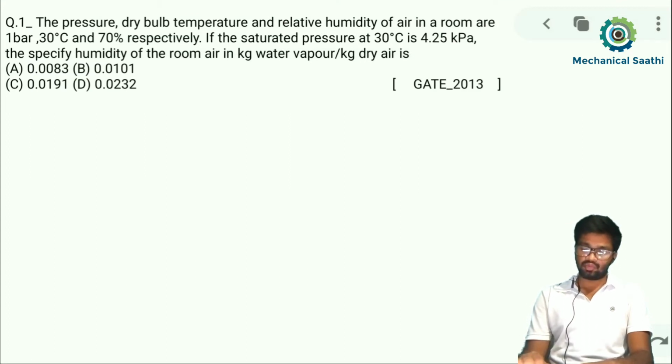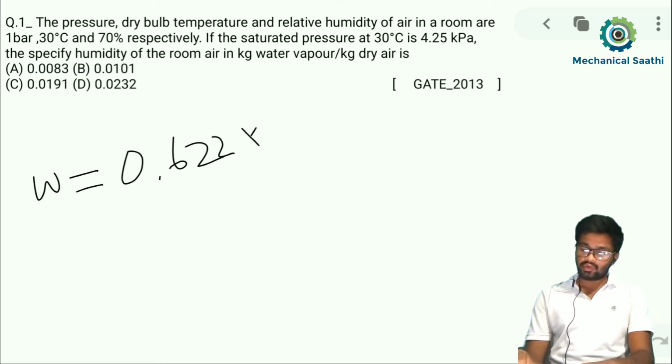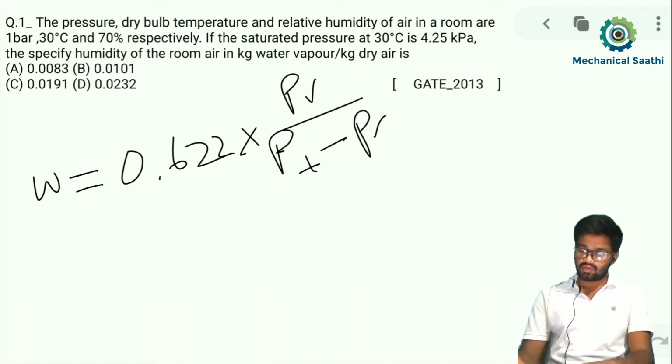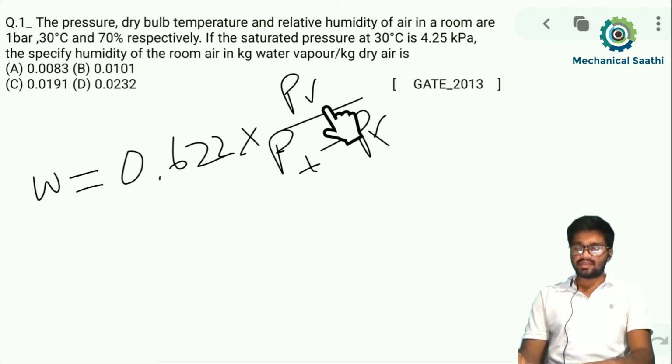So the basic formula which we know, let me write that over here. We are denoting our specific humidity by W, and that can be calculated by using this formula: W = 0.622 × PV divided by (PT minus PV). Here 0.622 is the constant value, and PV is the vapor pressure, that is the partial pressure of the vapor inside that room.